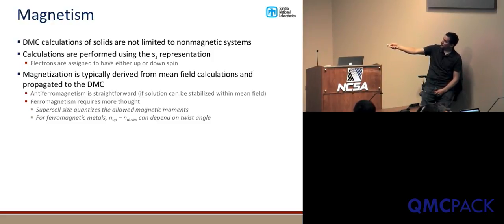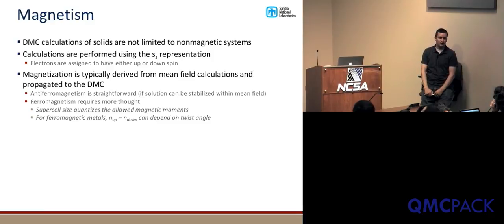Like I say, a calculation of an antiferromagnet is pretty straightforward. If you can stabilize an antiferromagnetic solution in your DFT or whatever calculation, or you have some trick that you can use, then just put that into your trial wave function. You'll almost certainly get out an antiferromagnet in DMC. Ferromagnetism does require a bit more thought.